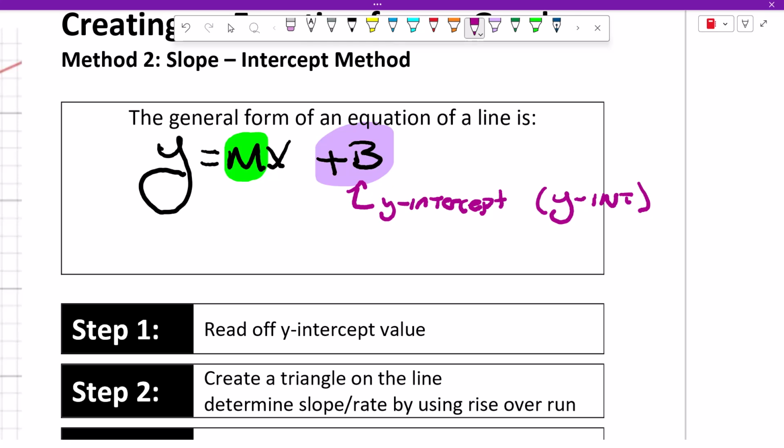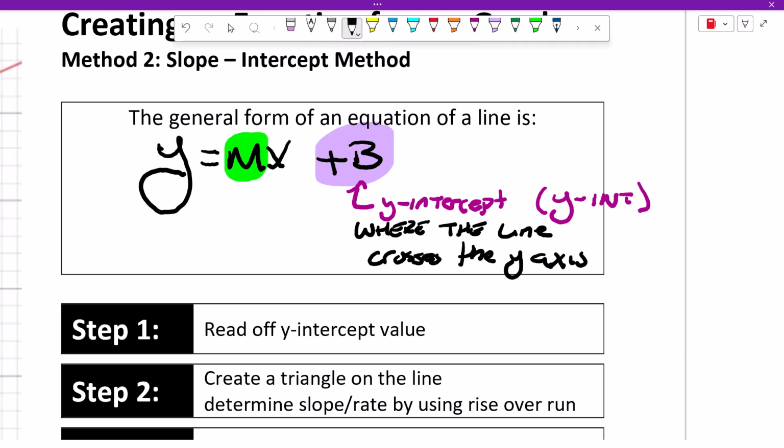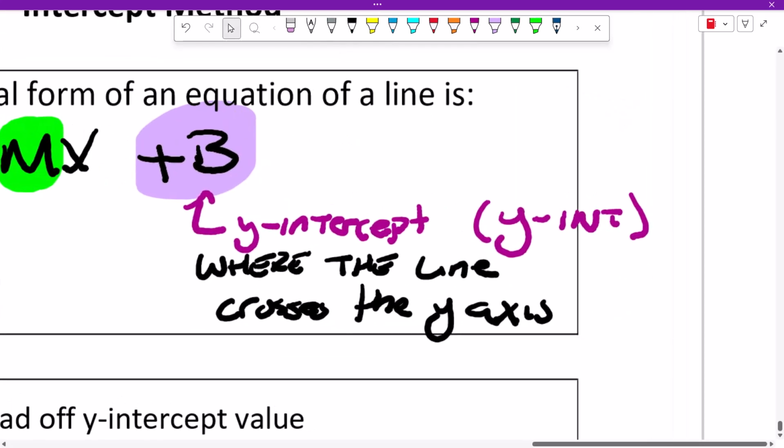So remember, this is where the line crosses the y-axis. That's not too bad. That's easy to spot. You can put a finger on the graph where it crosses, and you just have to read that value, right? So I'll let you write that down.